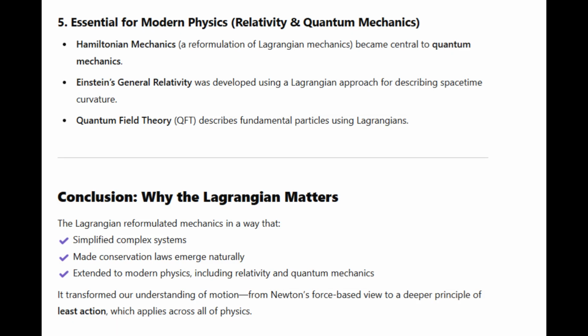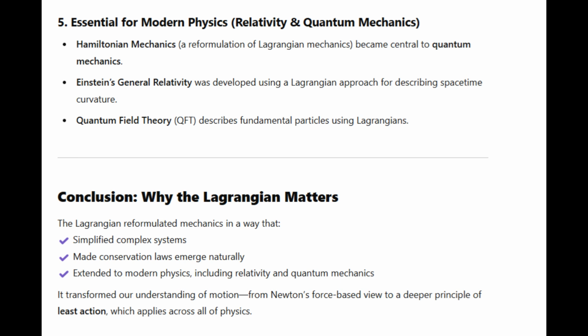5. Essential for modern physics, relativity and quantum mechanics. Hamiltonian mechanics, a reformulation of Lagrangian mechanics, became central to quantum mechanics. Einstein's general relativity was developed using a Lagrangian approach for describing spacetime curvature. Quantum field theory, QFT, describes fundamental particles using Lagrangians.